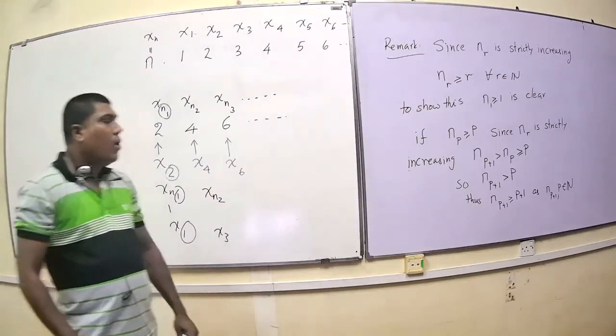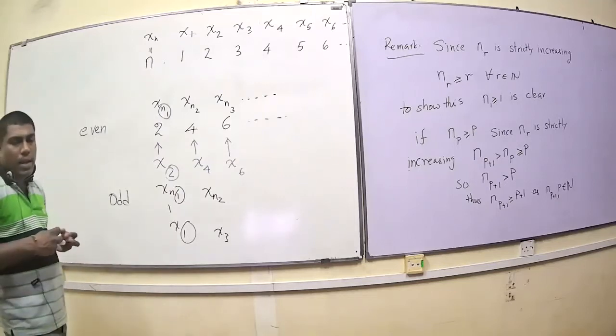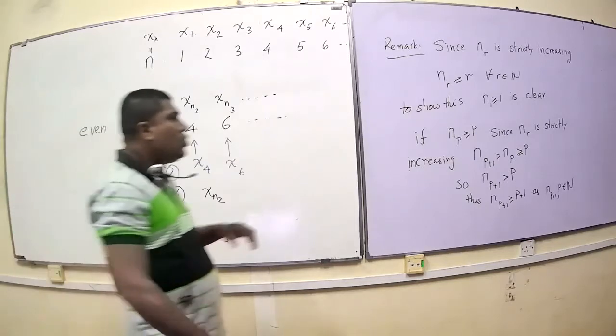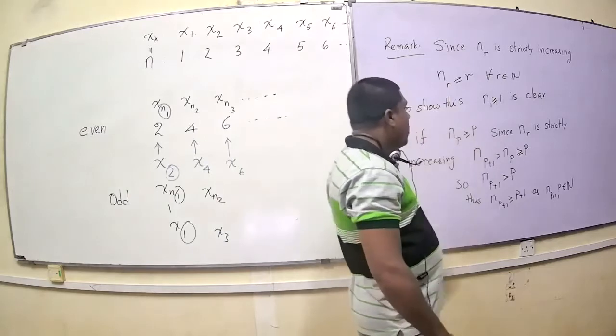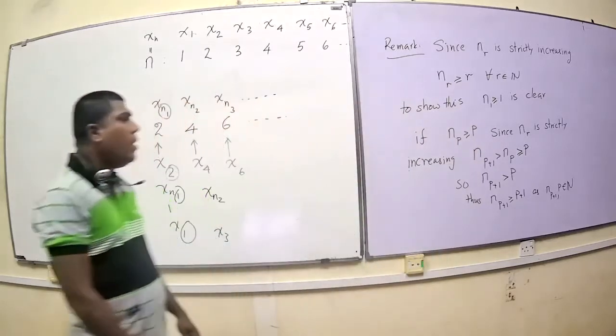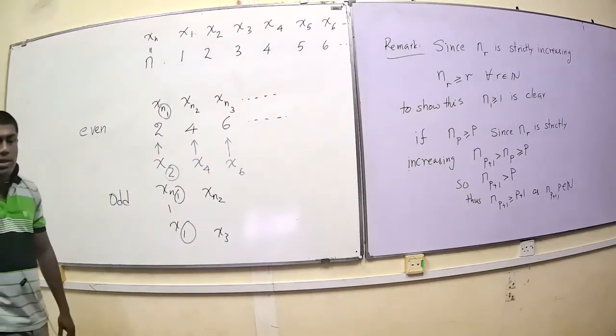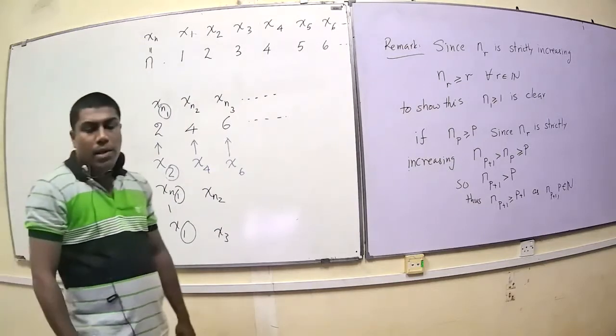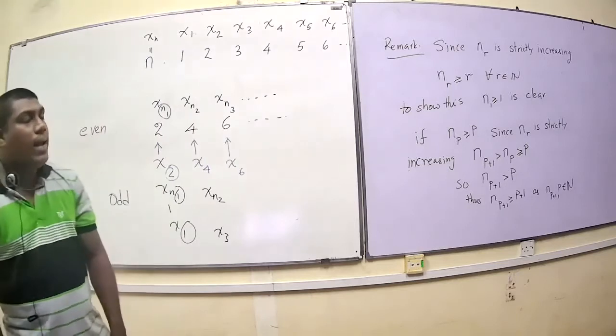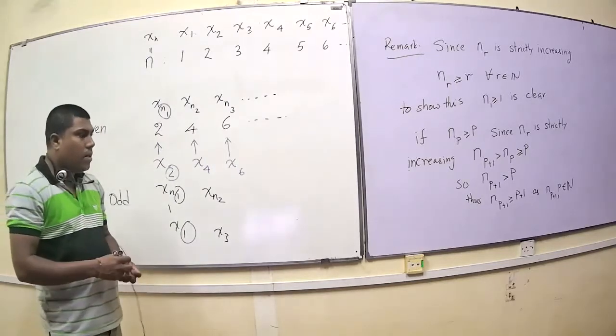Now, to prove this by mathematical induction, you assume that it is true for some p. So np is greater or equal to p. But you know, np is a strictly increasing sequence. So np plus 1 is strictly greater than np.